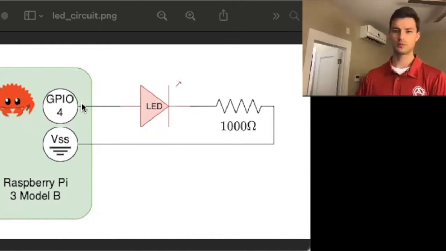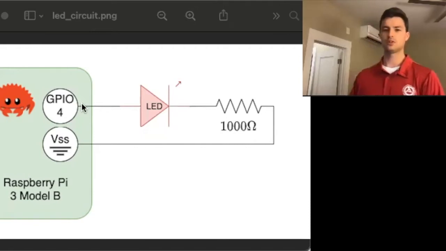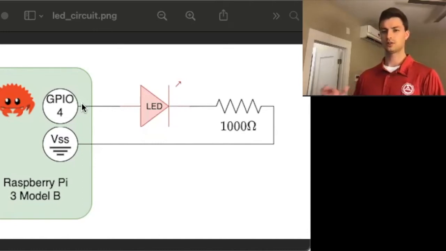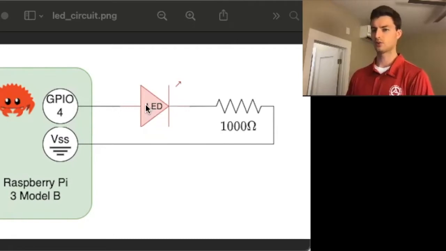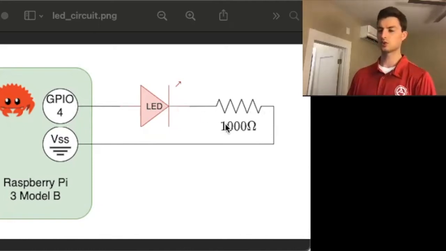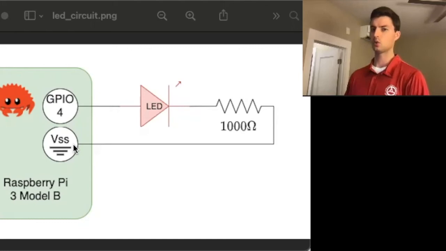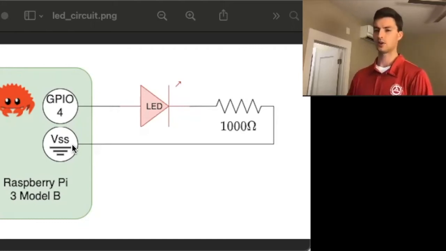GPIO stands for General Purpose Input Output, and we'll be using this as an output pin, which can output either 3.3 volts or 0 volts. We'll be using it to toggle the LED on and off. When we set the voltage to high, 3.3 volts, it will result in current flowing out of GPIO pin 4 through the LED, through this 1000 ohm resistor, which we'll discuss why that was the chosen resistance value, and into this VSS or ground pin, basically a pin provided by the Raspberry Pi that's at ground voltage.